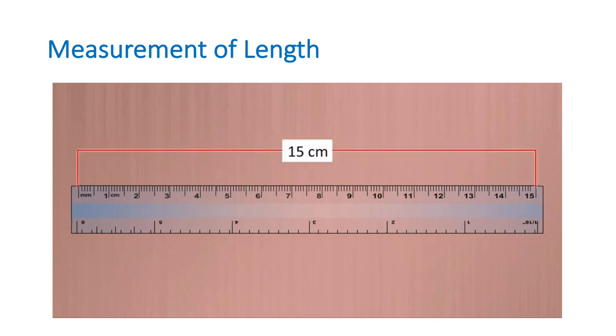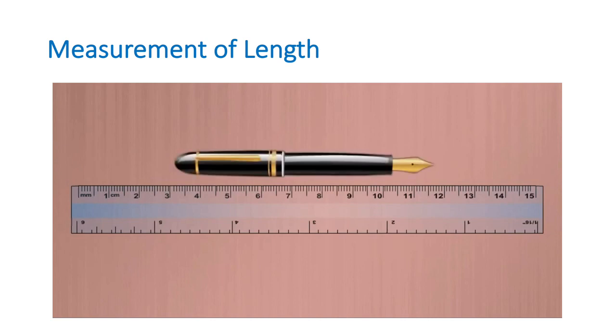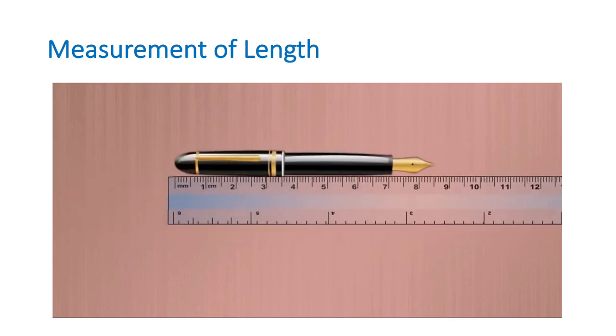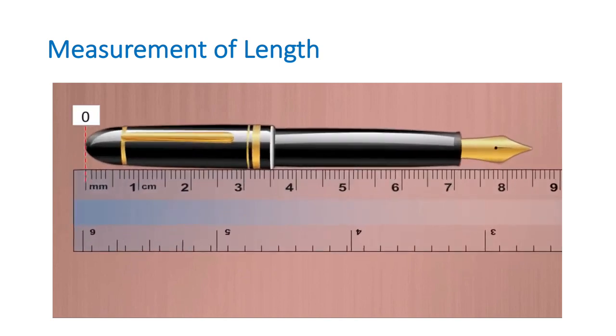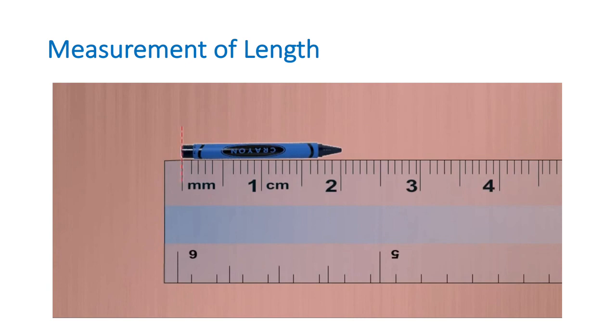Step 1. Place a 15 centimeter ruler on a table. Step 2. Place the object whose length has to be measured above the scale such that one end coincides with the zero mark of the ruler. Step 3. Make a note of the number on the ruler where the other end of the object ends. For example, one end of the crayon is at 0, the other end of the crayon is at 2 cm. Hence, the length of the crayon is 2 cm.